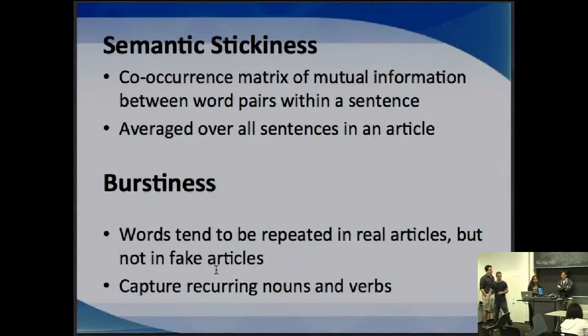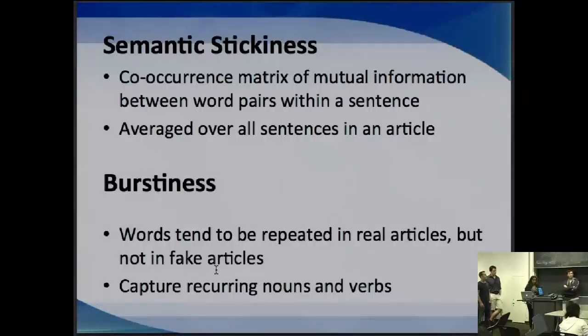Another feature that we considered was the burstiness of the language, which is something we've talked about in class a couple times. We chose to focus on the burstiness of nouns and verbs because those are generally the more semantically informative parts of speech. The way we measured this was we looked at all the words labeled as nouns or verbs, and if such a word occurred multiple times within the same article, then we considered that bursty. This feature actually tended to perform kind of well. Our classifier did rely on it.